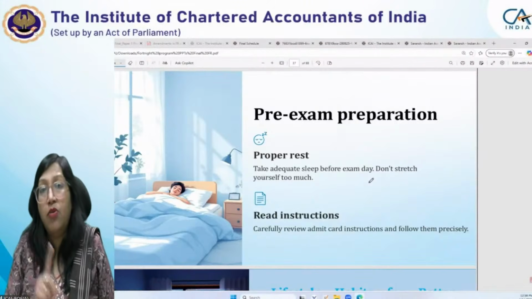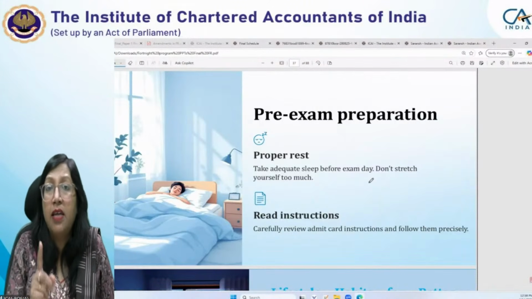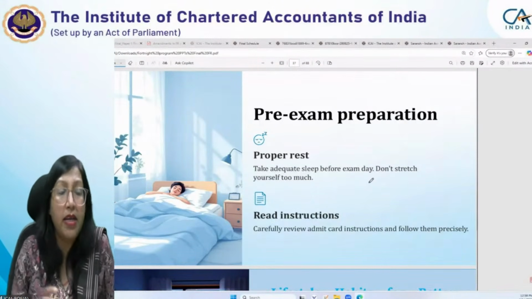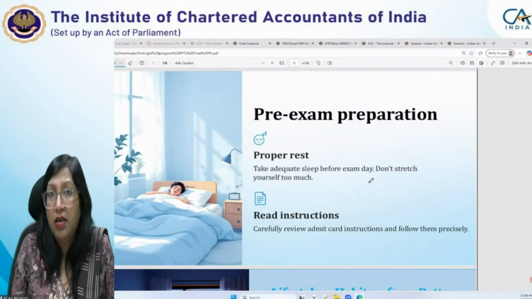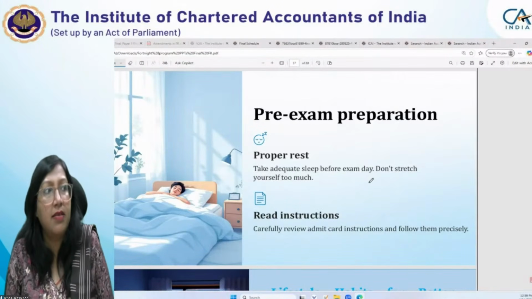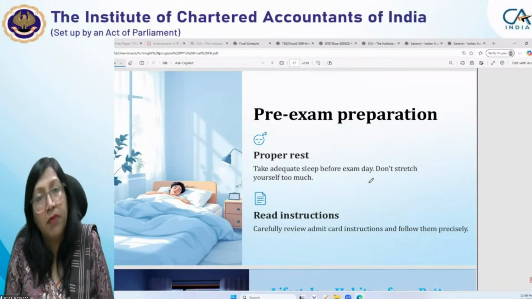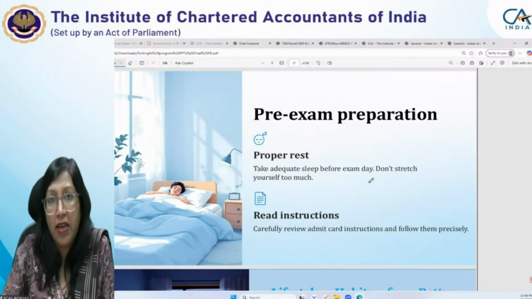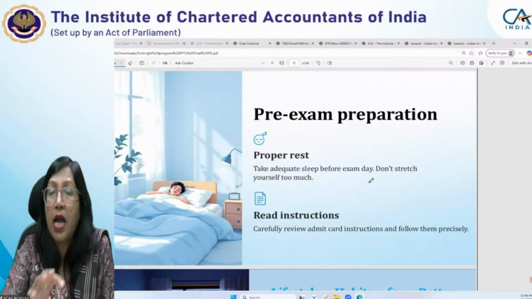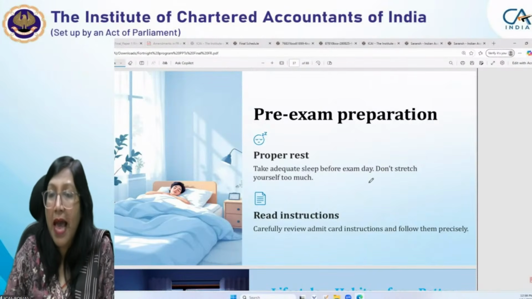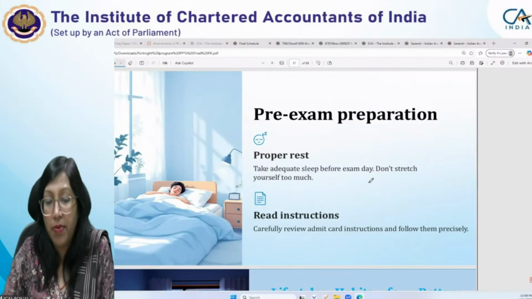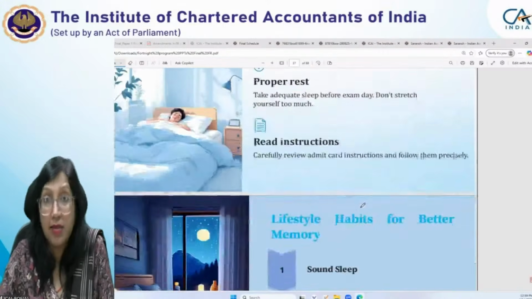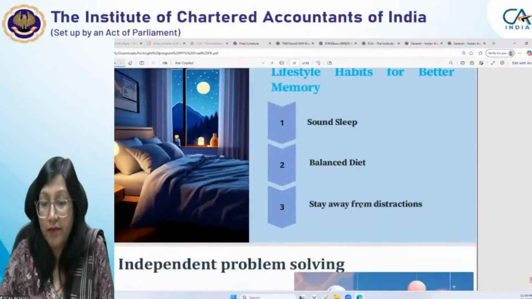Stress may make you perform better. It is always said that people perform better when they are in stress, but over stress may lead to committing mistakes also. So that should not be done. And for that, it is very important that you are calm. And for being calm, you should have a balanced diet. You have taken proper rest, right? And read the instructions very carefully.